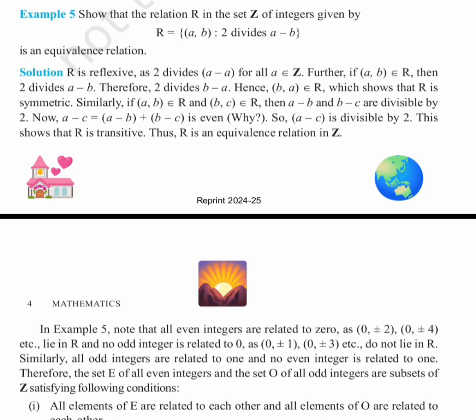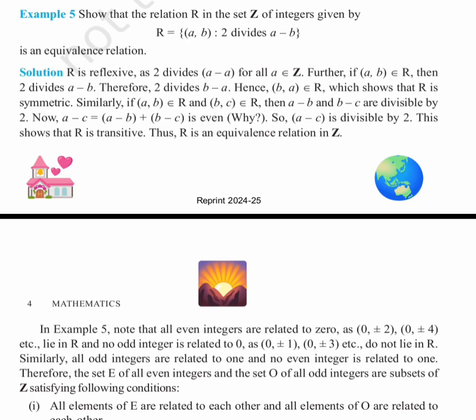Further, if (a, b) belongs to R, then 2 divides a minus b. They are writing as well as what is given in the question. So therefore 2 divides b minus a. Hence (b, a) belongs to R, which shows that R is symmetric.